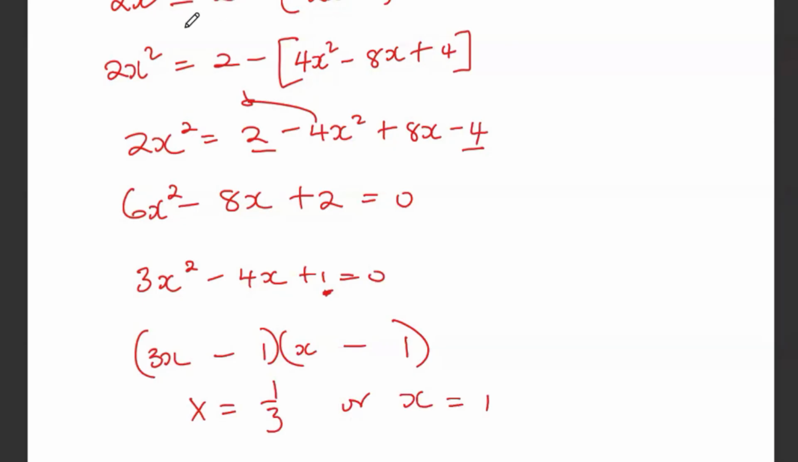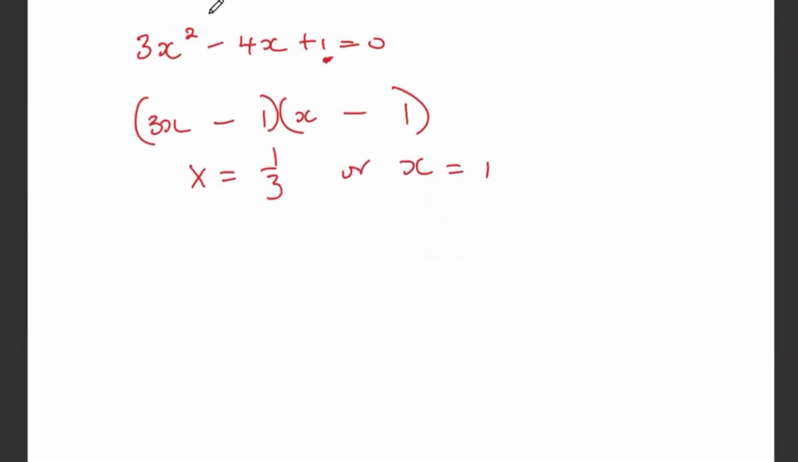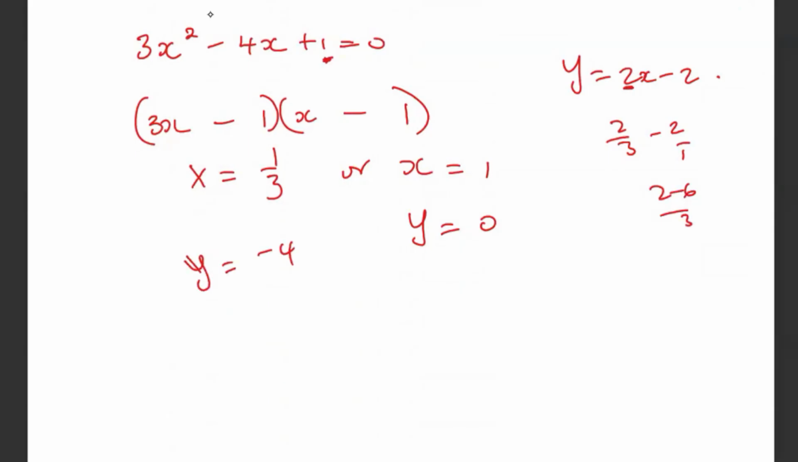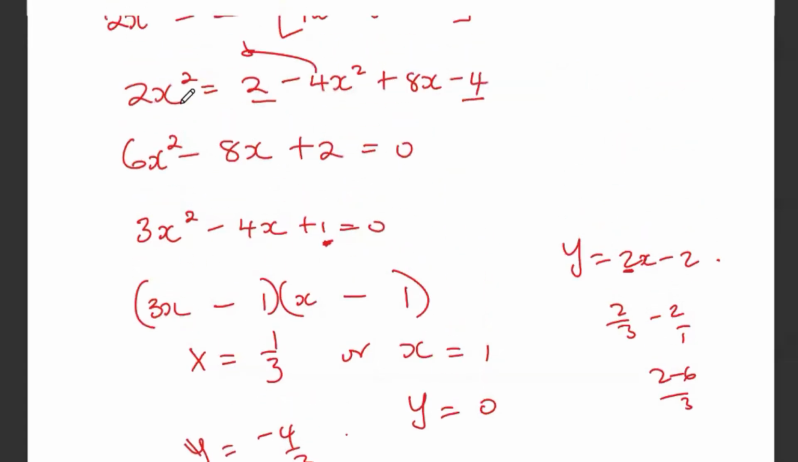So our y was 2x minus 2. Remember it is 2x minus 2. So if x is 1, which means y is going to be 0. Then if x is a third, it's going to be 2/3 minus 2, which is 2 minus 6 over 3, which is negative 4 over 3. So that is basically how that question would have been approached.